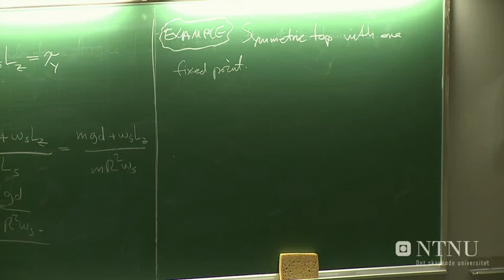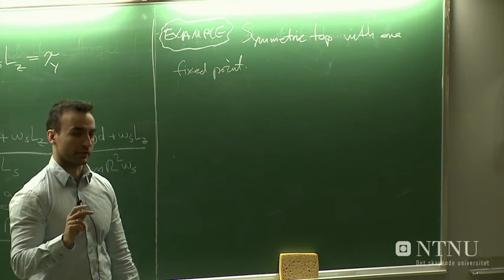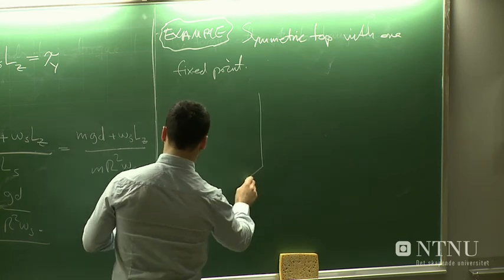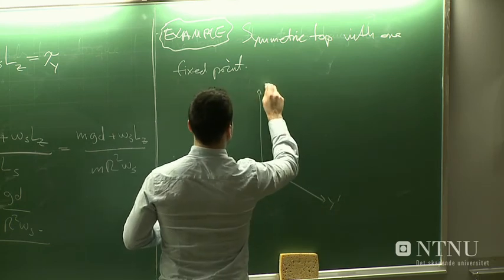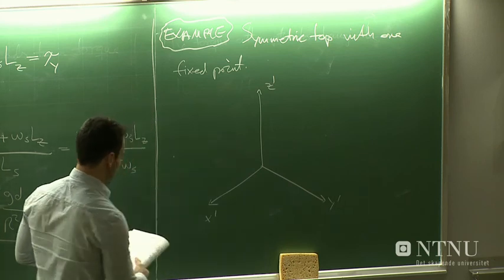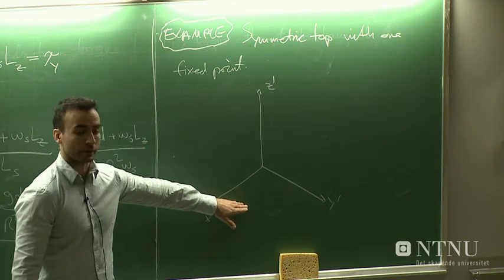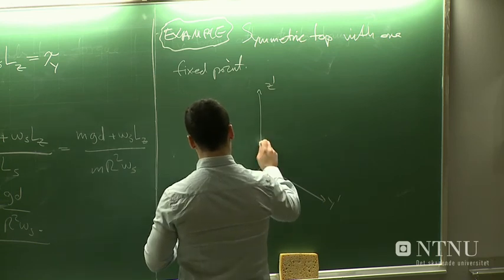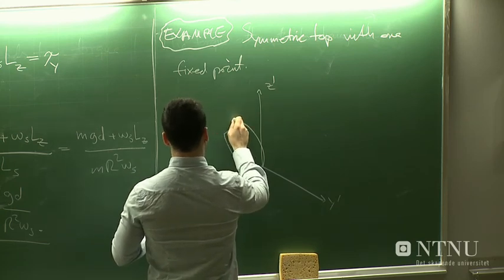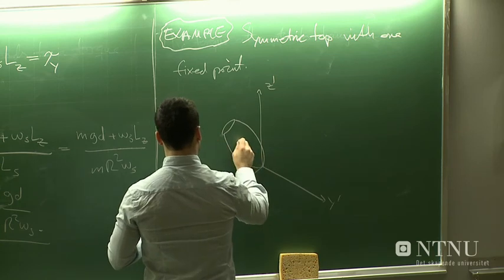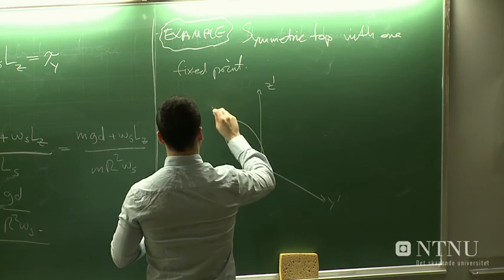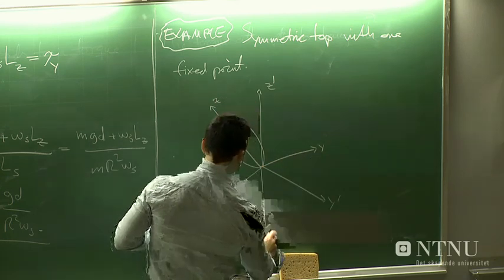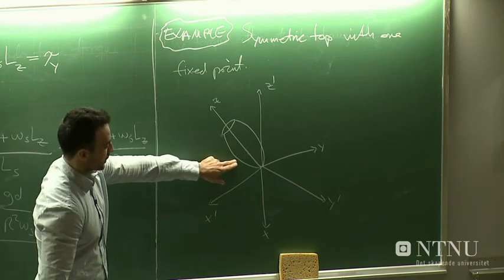We'll have a look at a symmetric top, one of these spinning toys, with one fixed point, and see if we can find out something about the physics. So imagine we have one coordinate frame which is stationary. This is just fixed in space.